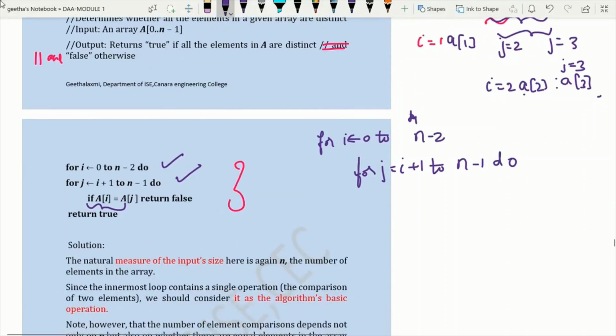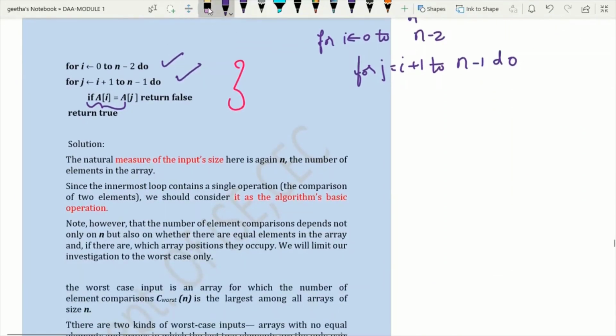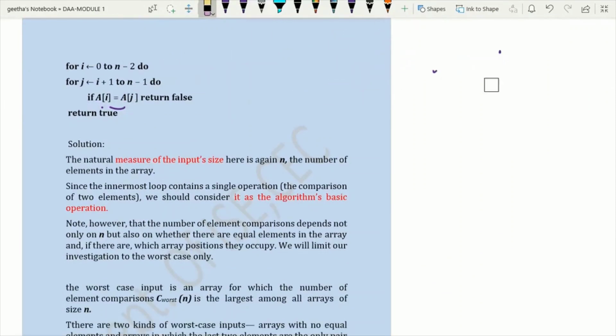Now let's find the time efficiency for this algorithm. As usual, the first step: the measure of input size. Here again it is n, the number of elements in the array.